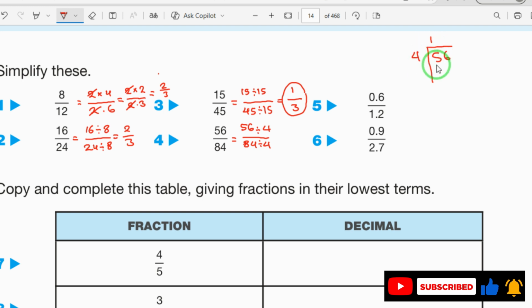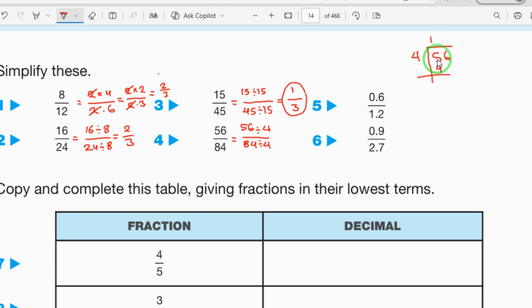1 times 4 is 4. We subtract 5 minus 4 gives us 1. And we bring down 6. Then 4 times 4 is 16. We subtract, the remainder is 0. So here we can write the numerator is 14. And in the denominator we divide 84 by 4, which gives us 21.